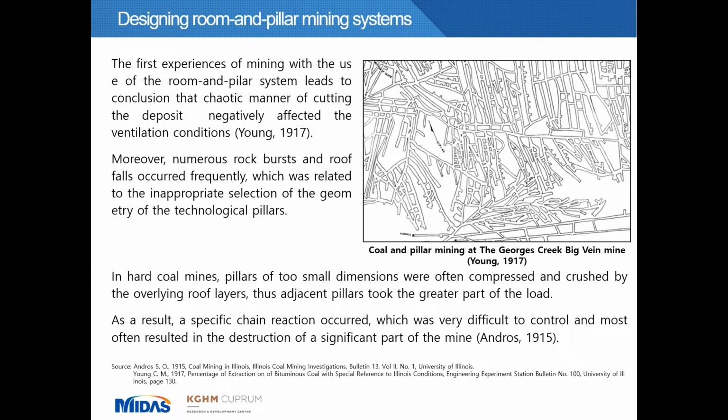Here on this slide you can see the sample map of workings in the coal mine. This was the George Creek Big Queen in Maryland from 1850. As you can see, the geometry of the workings was sort of chaotic, and unfortunately such a way of exploitation led to the moment when dimensions of pillars were too small, and often led to the compression and crushing by the overlying roof layers. As a result of such a situation, a specific chain reaction occurred, and unfortunately it was very difficult to control and most often resulted in destruction of a significant part of the mine.